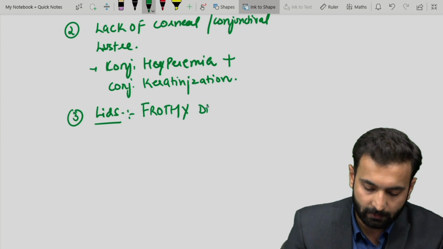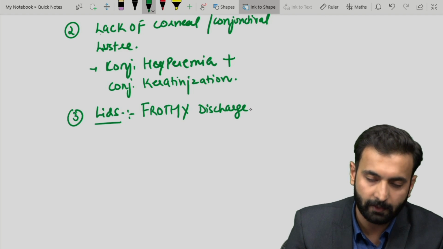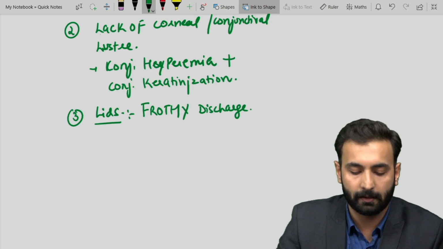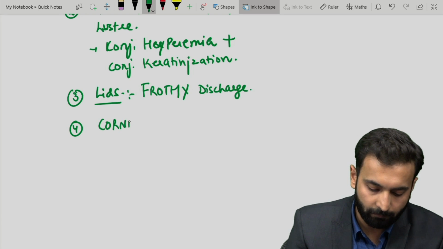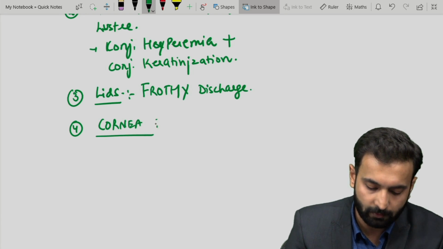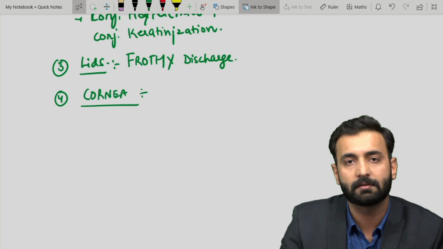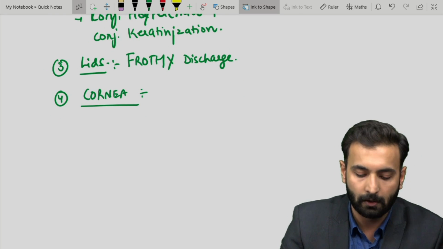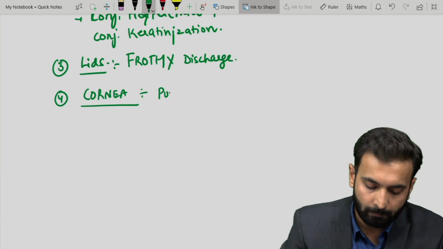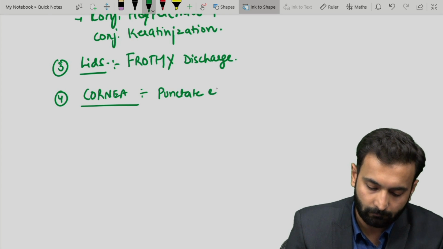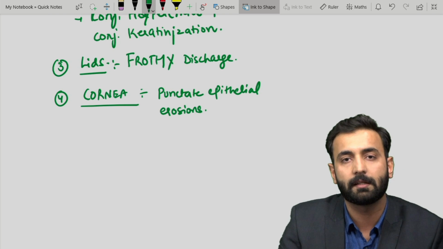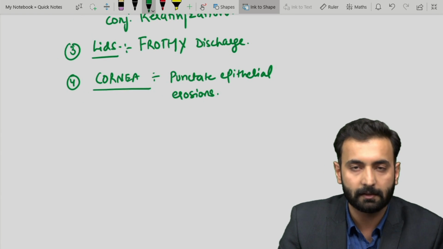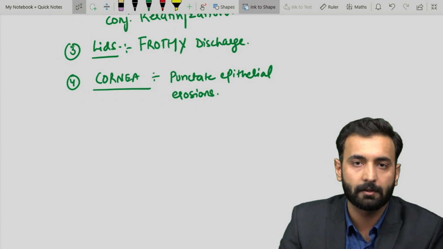So frothy discharge is seen at the lid margins in dry eye. What you see in cornea, this is important. When you again stain the cornea with fluorescent dye and examine the cornea on slit lamp under cobalt blue filter, you will see multiple punctate epithelial erosions. Punctate epithelial erosions will be seen in dry eye. So these are the symptoms and signs of dry eye you should keep in mind.